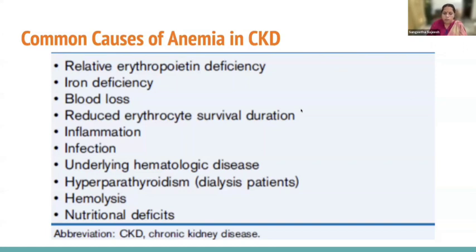And inflammation and infection. CKD stage 5, CKD is a chronic inflammatory state. And what is the importance of this in anemia, we'll see in the coming slides. Then underlying hematologic diseases. We cannot always attribute anemia to CKD only, but there could be other cell lines also involved, like leukopenia or thrombocytopenia, elevated ESR, or other hematological parameters, or other examination findings which point to other hematologic diseases. We always have to rule out hematologic malignancies, myeloma, leukemia, lymphoma, etc.